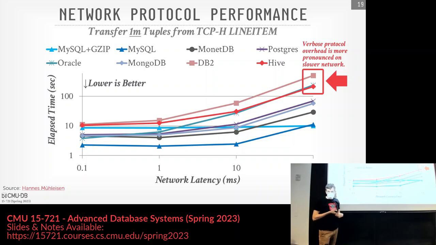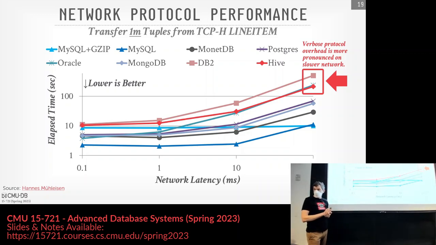So any questions about this? Okay. So again, in my opinion, if you're going to build a new system today, I would start with the Postgres wire protocol, because you get all the libraries for free. And then if your database system gets traction, then you should rewrite it and switch over.